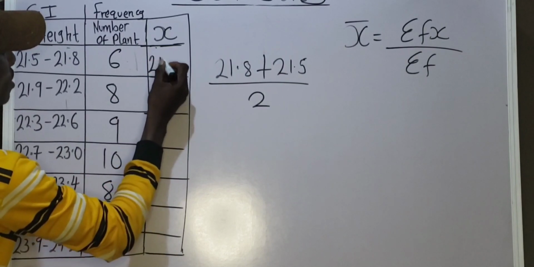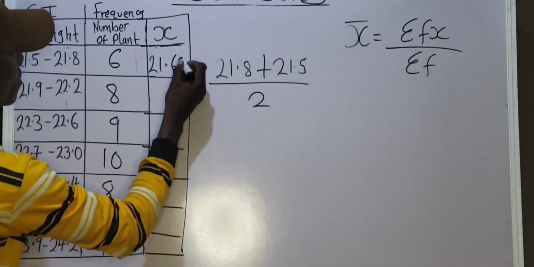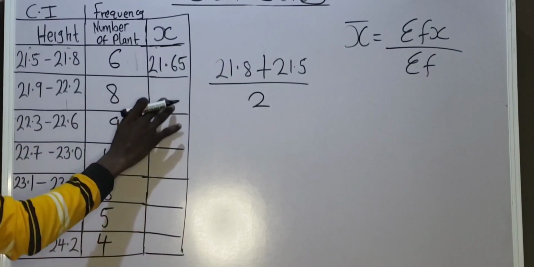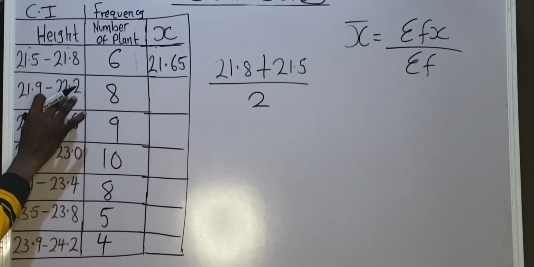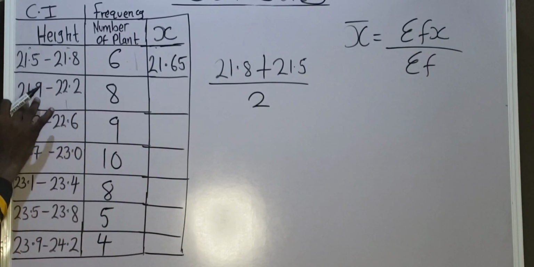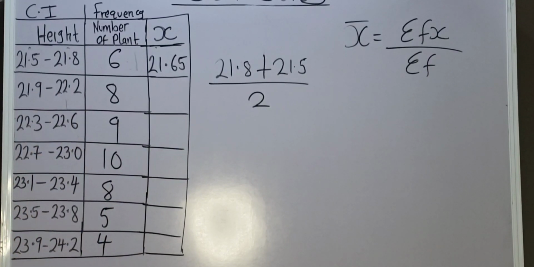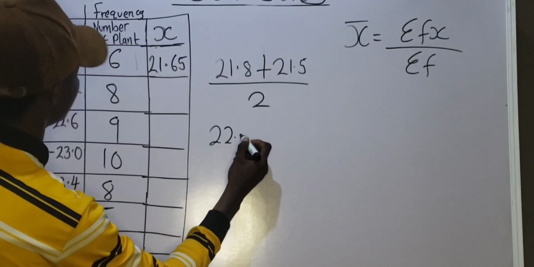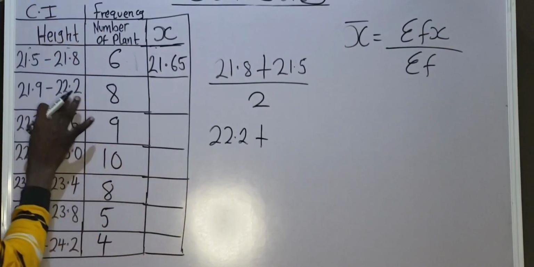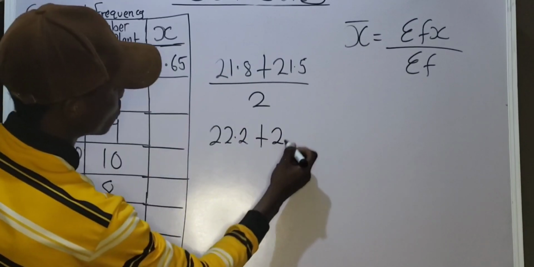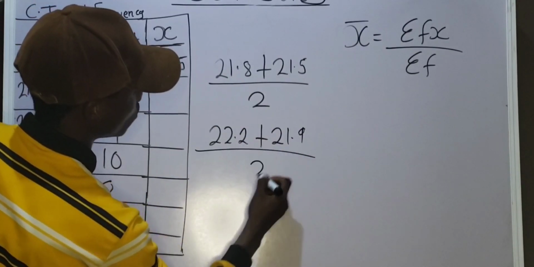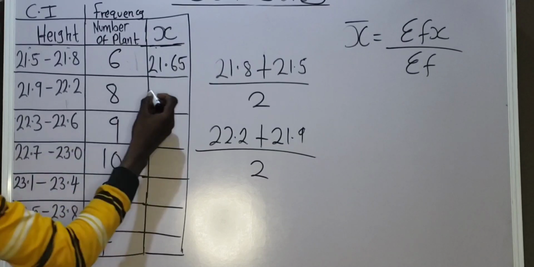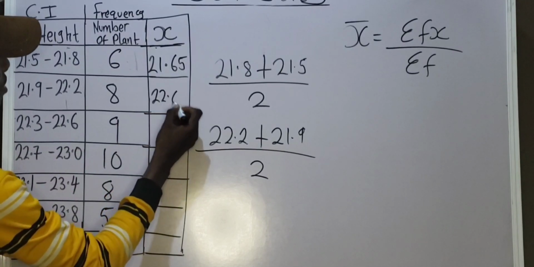So this is 21.65. Okay, so let's get the midpoint of this cell. To get the midpoint of these cells, we are going to add this upper class interval and the lower class interval and divide it by 2. That is what I call the midpoint. So let's say this is 22.2 plus 21.9 all over 2. If you punch your calculator, you're going to get 22.05. So the value here is 22.05.